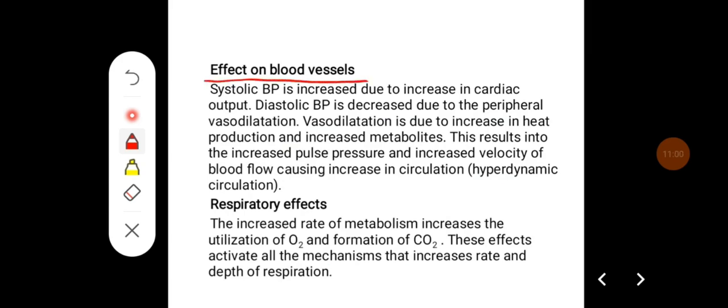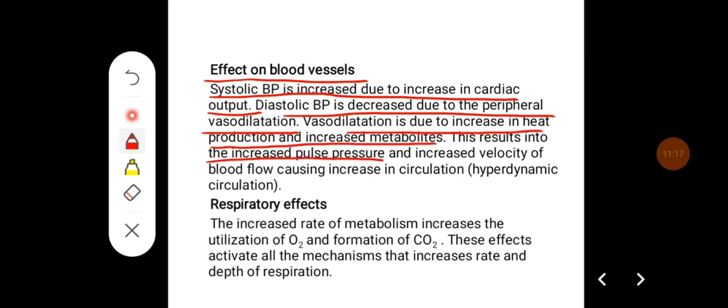Then their effect on the blood vessels. Systolic blood pressure is increased due to the increase in the cardiac output, and diastolic blood pressure is decreased due to peripheral vasodilatation. Vasodilatation is due to increase in the heat production and increased metabolites. This results in increased pulse pressure and increased velocity of blood flow, causing increased circulation, which is also called hyperdynamic circulation.